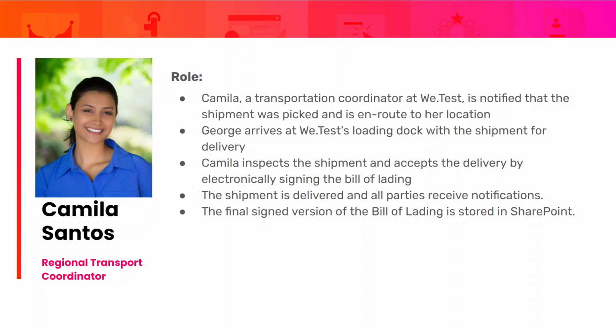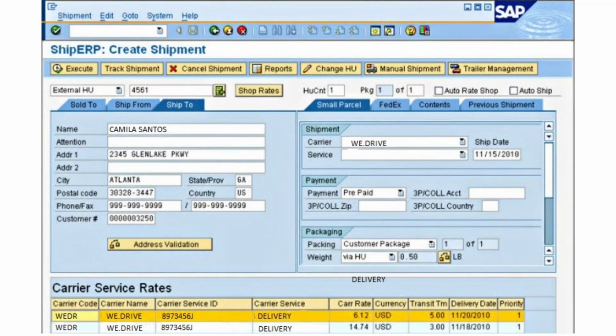is stored in SharePoint. In order to prepare the shipment, Aya will enter information into her ERP system about the destination as well as the carrier. This data will flow through into the bill of lading.